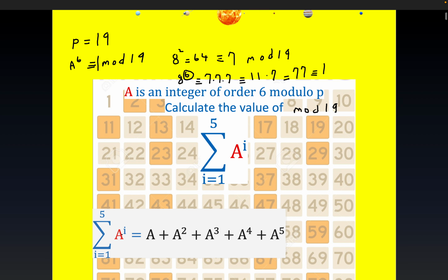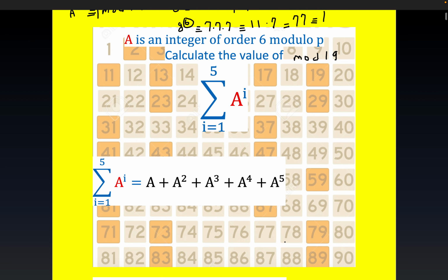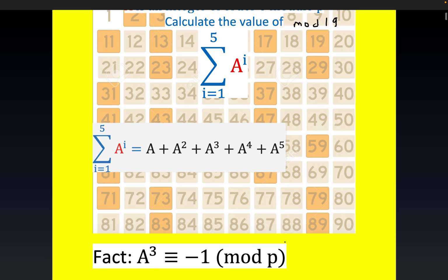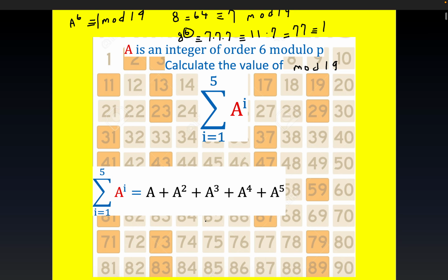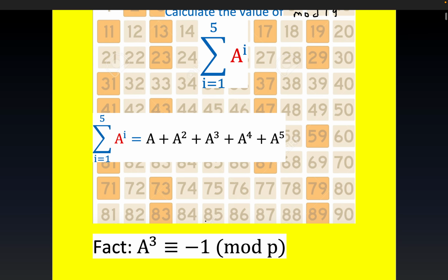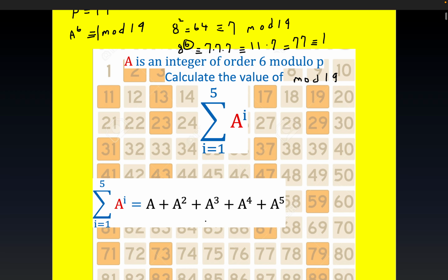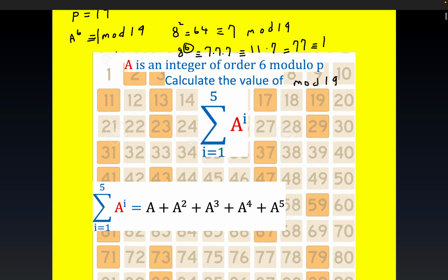Summation a sub i is equal to a plus a squared plus a cubed plus a to the 4th plus a to the 5th. Now notice an important fact here: we have a cubed is congruent to -1. That follows from the fact that a to the 6th power is 1, and so it has to be equal to -1. Otherwise, if it were 1, then a cubed would be the order, right? But we've shown right up here that 6 is the order.